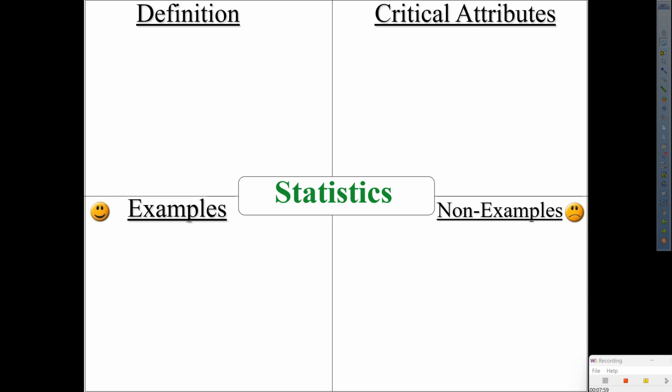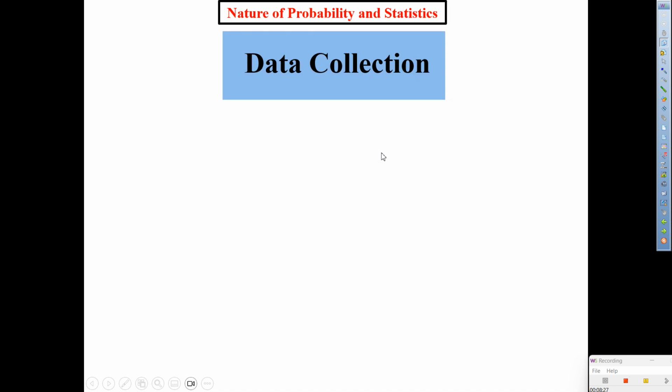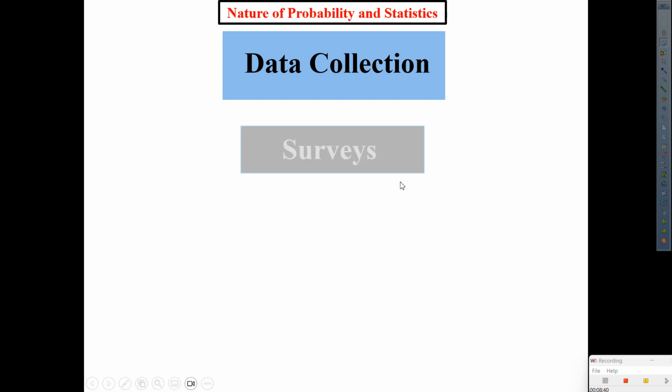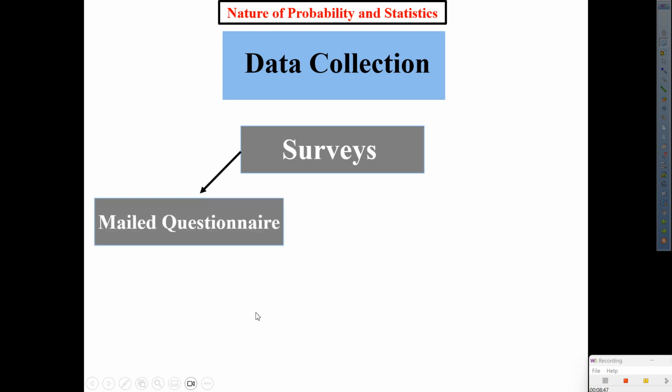All right. So, with that said, write this down on your paper. Data collection. There's 3 most common ways of collecting data that are out there, and you've probably been a victim of all 3 of them. The first one, and data collection is by surveys. Here's the first one. You've gotten this by mail.